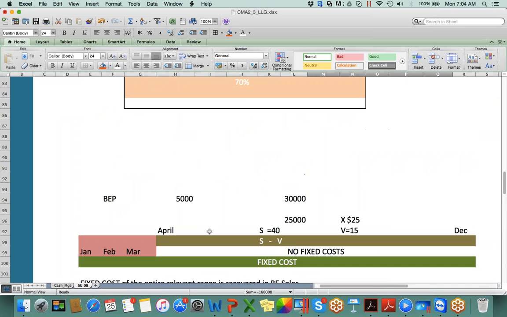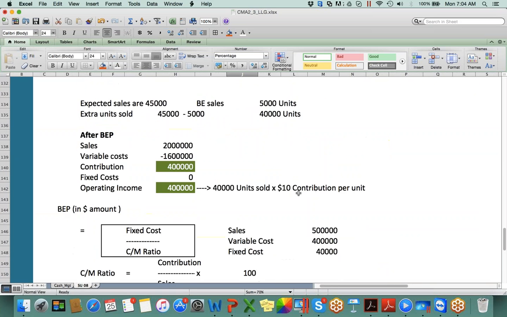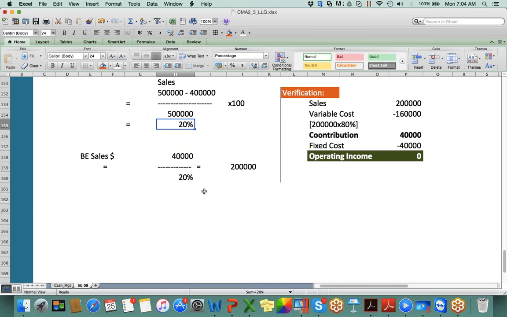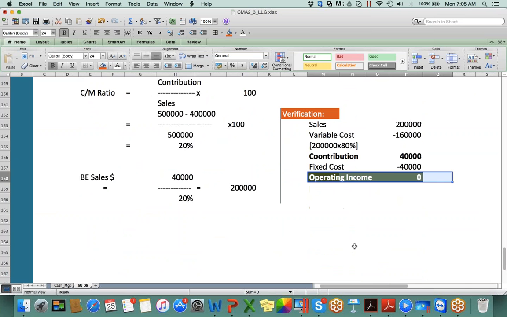You remember I gave you the relationship between these three. If the contribution margin ratio is 30%, automatically the variable cost portion is 70%. If the contribution margin ratio is 20%, then what is the variable cost portion? The remaining out of 100, 80%. So 200,000 times 80% is 160,000. When I deduct 160,000 variable cost from the sales, I get a contribution of 40,000. And my fixed cost is 40,000. Deduct now 40,000, so operating income is 0. Operating income at the break-even point is always 0.